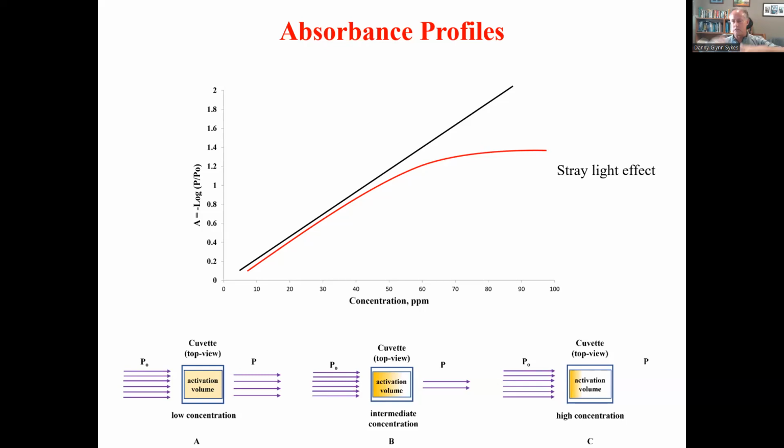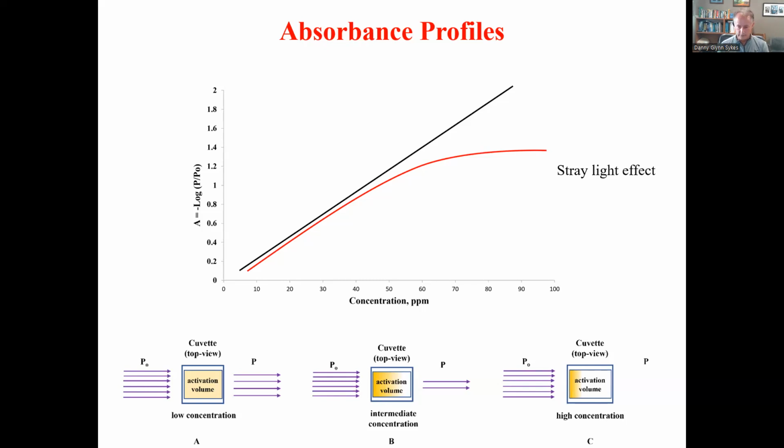There's stray radiation coming from everywhere. And so there's always going to be some finite illumination of that detector surface, okay? And so P over P0 hits some constant value, which means that minus log P over P0 hits some constant value that we can't essentially get above. And so that's why these absorbance profiles flatten out.